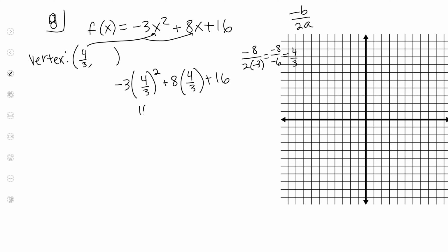This will be 16 over 9 because we squared this fraction, and we're going to multiply it by negative 3. Okay, what's 3 times 16? 48. This will be 48 over 9. They could both be reduced. This will be negative 16 over 3.